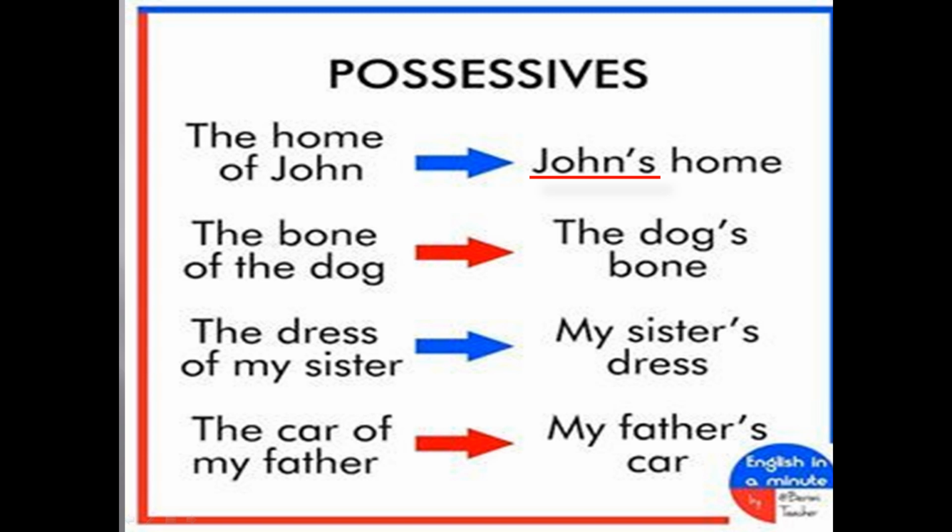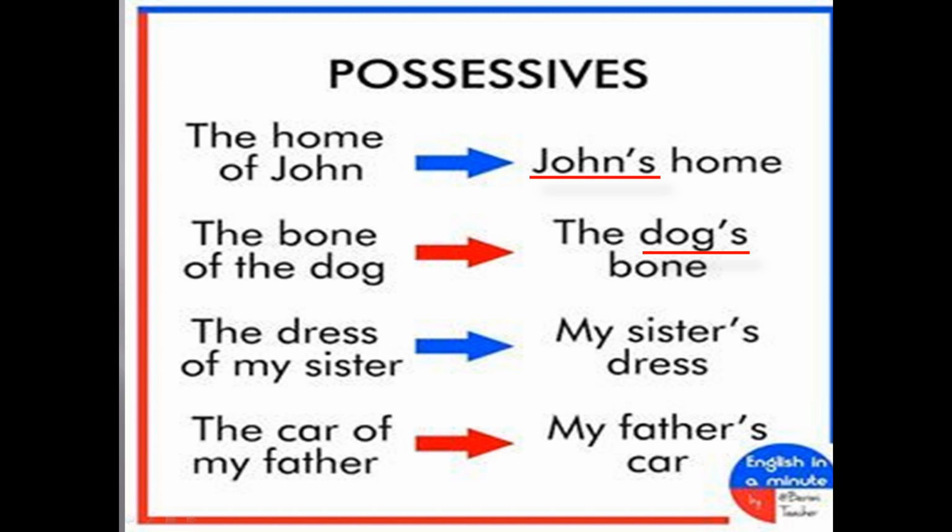In the second example here, let's read the sentence. The bone of the dog. Instead of saying the bone of the dog to show that this bone belongs to the dog, I will use the apostrophe S. I will put the dog. Dog here is a noun. After the dog, I will put the apostrophe at the top after the noun before the S. So it will be the dog's bone.